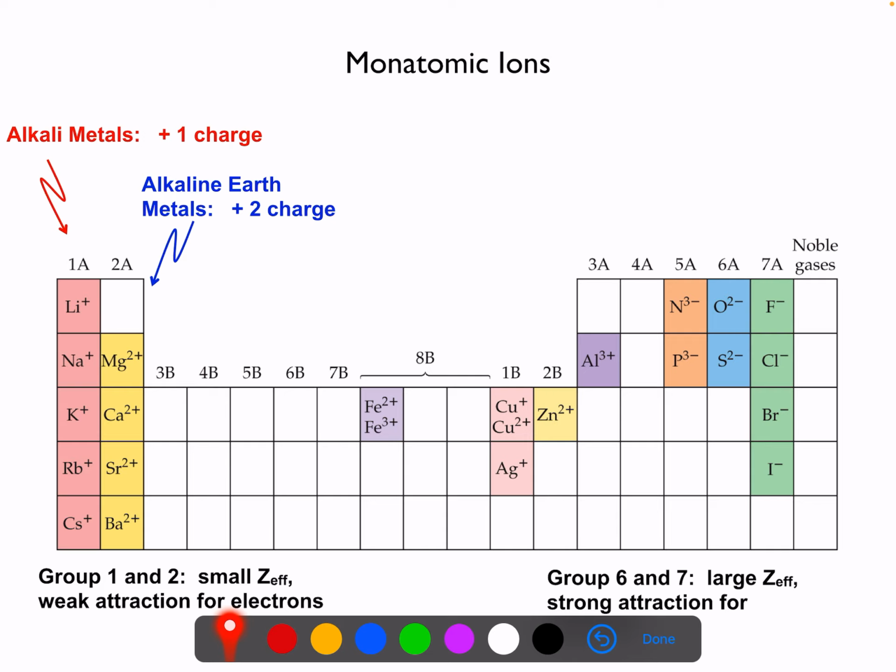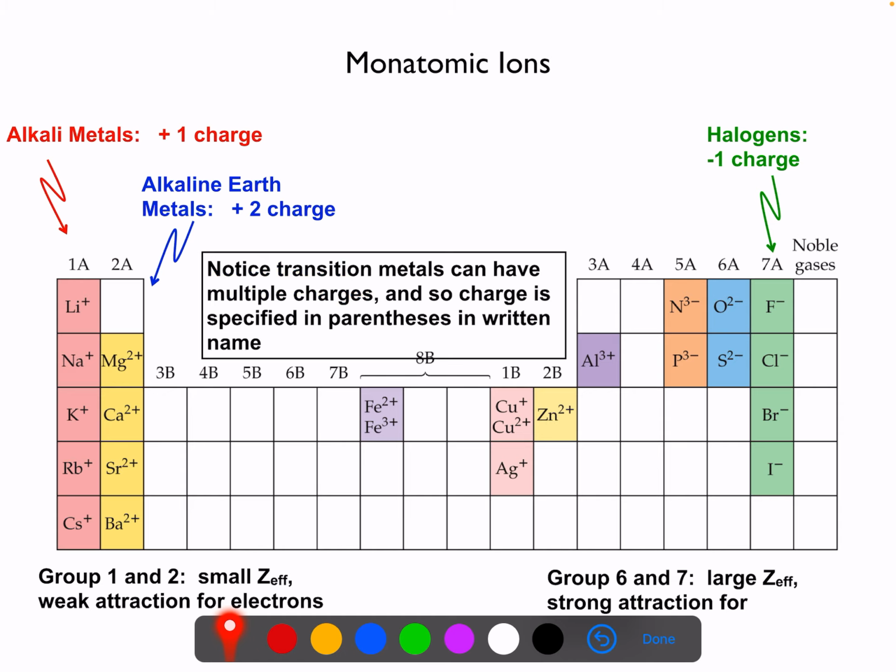Jumping to the other side of the periodic table, we can see the halogens, right? So group 17 or 7A, these are always going to form an anion. They're always going to gain electrons because of the high Z effective. And they only have spot for 1 electron based on their electron configuration. So a halogen will always form a negatively 1 charged anion. Group 16 or 6A will then always form a 2- charge. And we can start to see some other things, that we also have these transition metals, right?